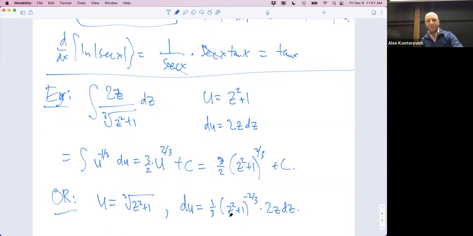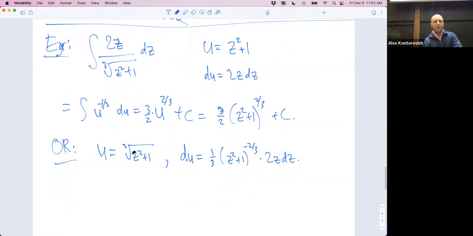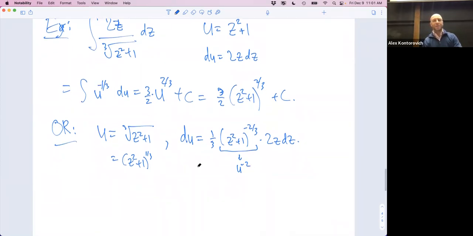Wait a second. If z squared plus 1 to the 1/3 is u, then what is this? This is u to the minus 2, right? We don't want to mix the u's and the z's. Let's bring the u to the minus 2 to the other side. If I multiply both sides by u to the minus 2, I get u squared du.